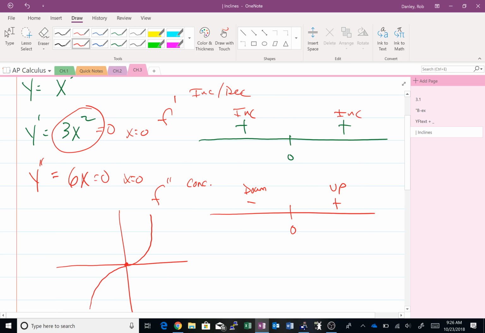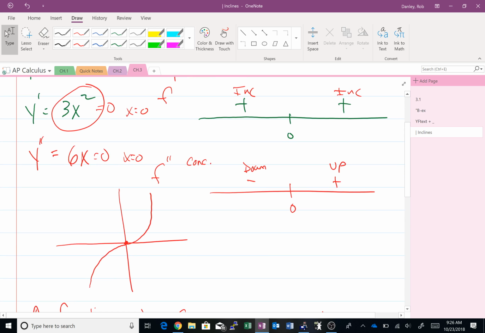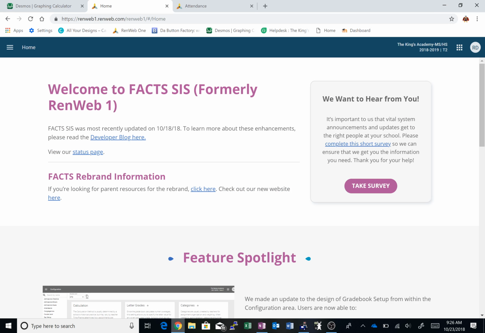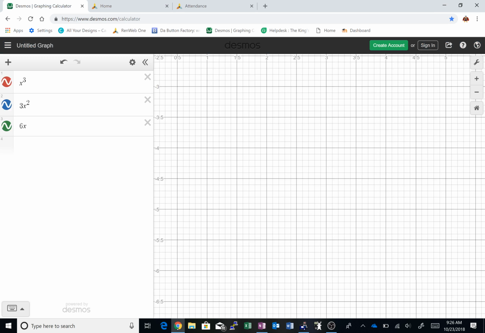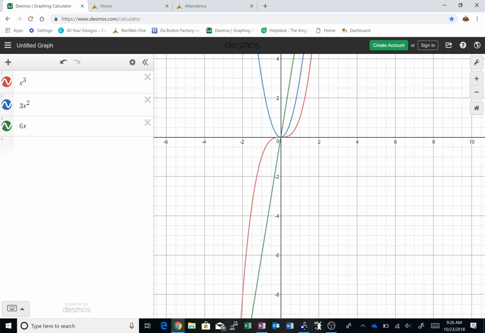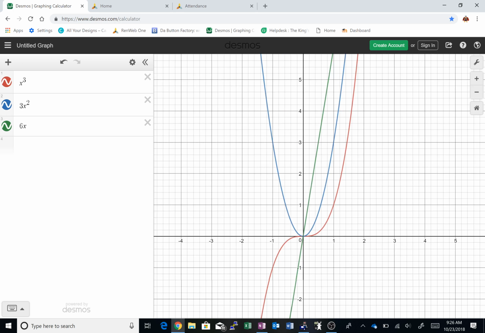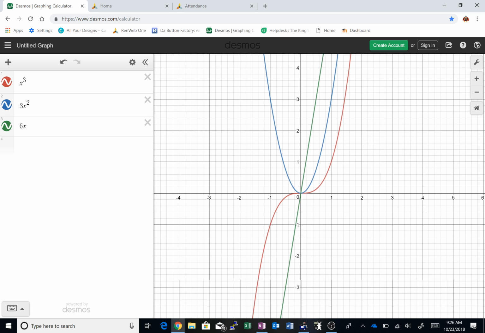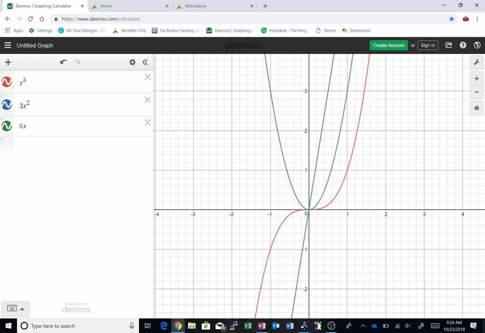Okay? Now, what I'd like for you to do is kind of start seeing some graphs on top of each other here. All right, so what I've done is I've graphed x cubed, 3x squared, 6x. I've got all my derivatives here. Okay? So what I'd like to do is red is my original, blue is my first derivative, and green is my second derivative. All right, these are some observations, guys, I need you to understand.